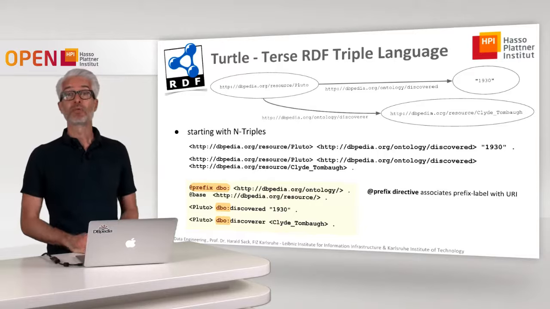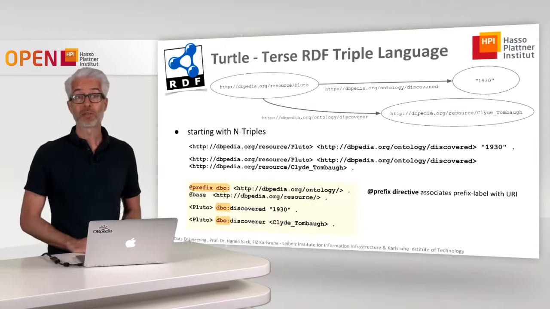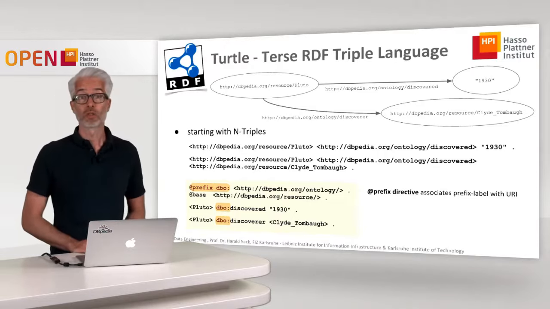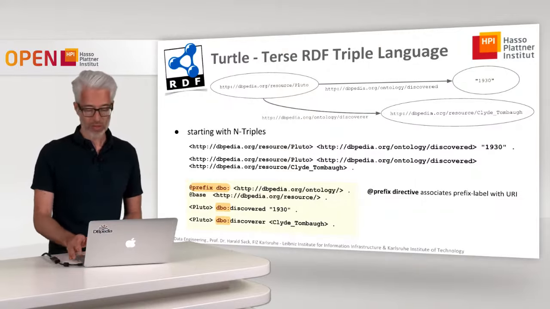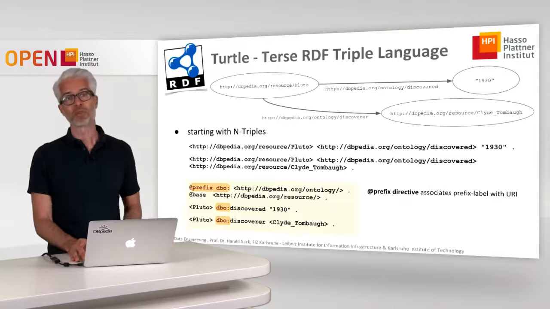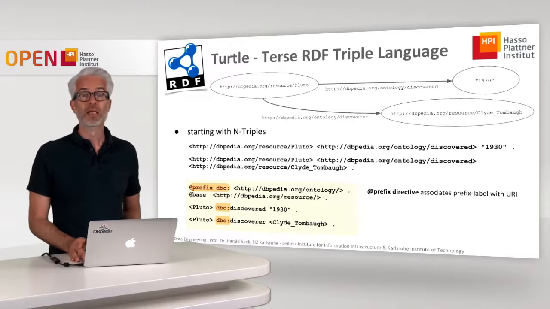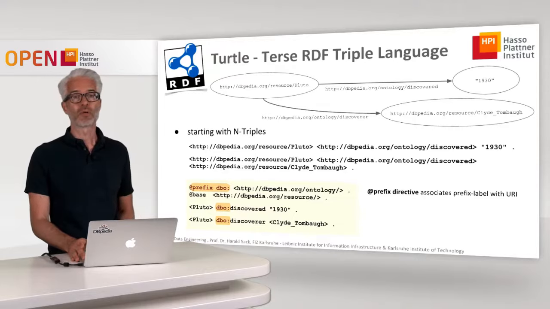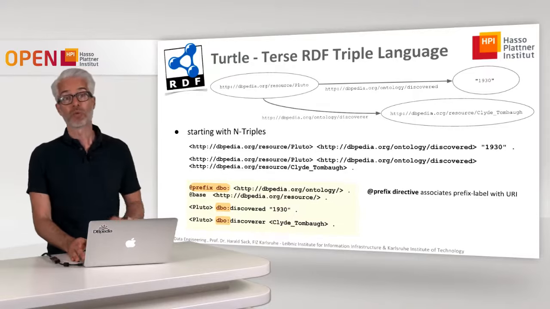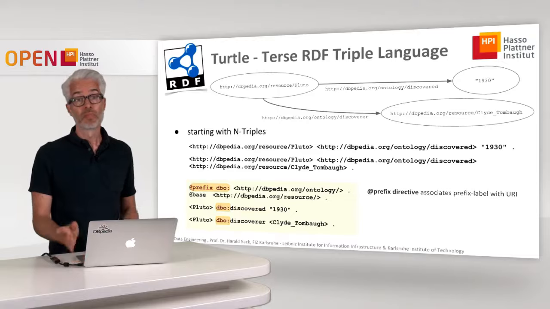You can define prefixes. So with the prefix directive, which is part of the Turtle language for RDF, you associate a prefix label with a URI. As you see here, we have the prefix label DBO defined in the first line of the example, and then we use it in the third and the fourth line, together with a relative URI.